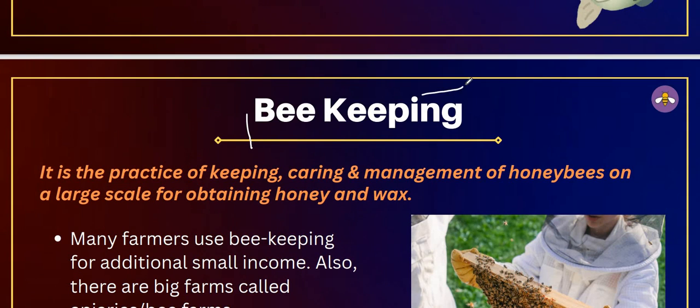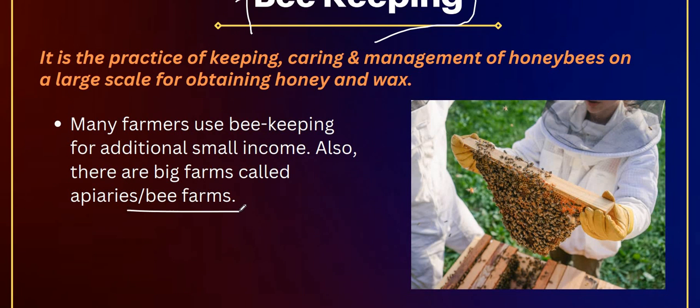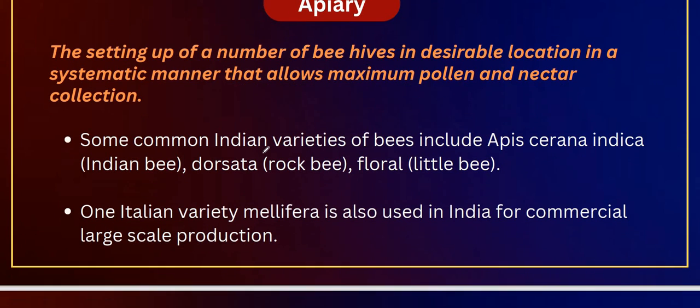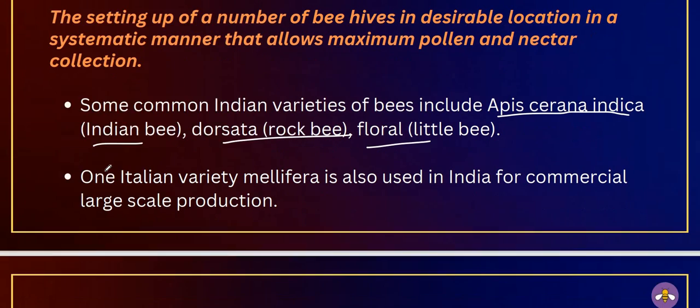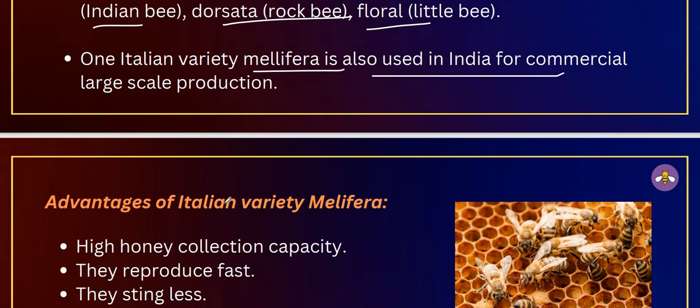Beekeeping, beehive: mostly in other countries beekeeping is done, not in India to a huge extent. But yeah, it is also one of the important things. It is the practice of keeping or rearing of honeybees on a large scale. Many farmers use beekeeping for additional small income. Also, there are big farmers called apiaries or apiculture bee farms. Apiary is the setting of a number of beehives in a desirable location in a systematic manner that allows maximum pollen and nectar collection. Some common Indian varieties of bee include Apis cerana indica, the Indian bee, dorsata, the rock bee, and floris, the little bee. One Italian variety, Mellifera, is also used in India for commercial purposes.